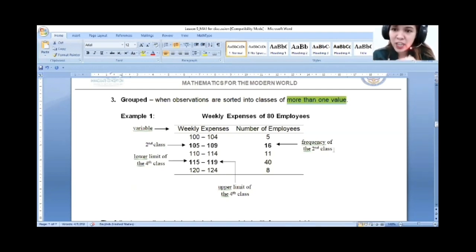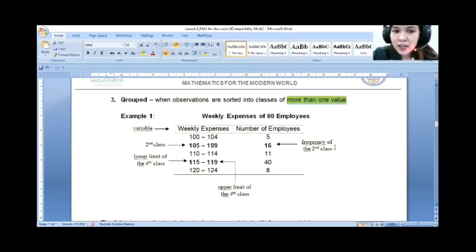Gawin mong 6, 7, 8. O ilan yung may gusto sa 6? Ilan yung preferred ay 7? Ilan yung preferred yung 8? So, pwede mo na siya isa-isahin. So, we have here a table. Mathematically, it is organized and presented. O baga, wala ka nang gagawin.